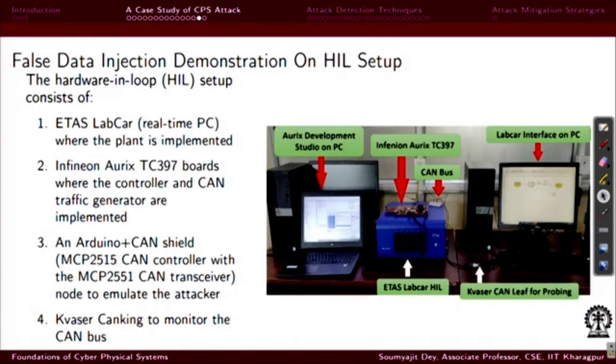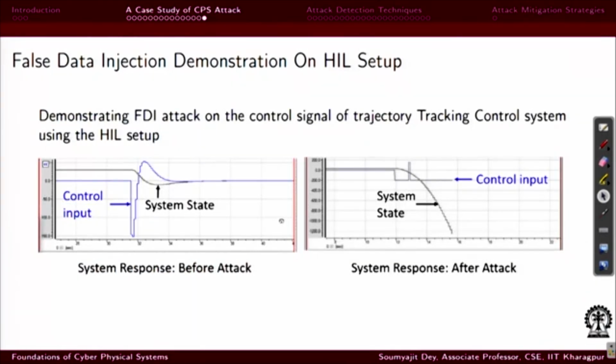Now, you can attach, like I said, the other attacker ECU to the CAN bus, and you can also have some CAN traffic generated which mimics other ECUs, right. And when the attack happens, you can monitor what really goes on. So, let us say this is your control input, and this is your system state. We are having a simple trajectory tracking control system, and eventually it stabilizes. As you see, both the control input and the system state are stabilizing here.